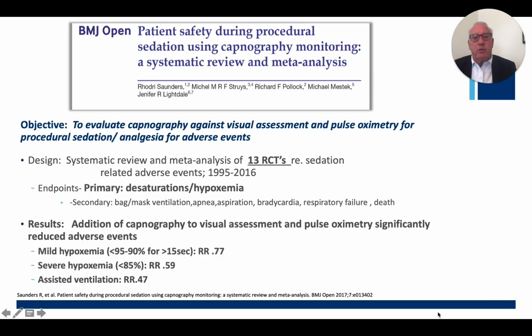British Medical Journal, Patient Safety During Procedural Sedation, they looked at 13 randomized controlled trials with sedation-related events with primary endpoints of desaturation and hypoxemia. What they found is by adding capnography to the visual assessment and the pulse oximetry, significantly reduced events in all 3 categories of mild, severe hypoxemia, as well as the need for assisted ventilation. There was a 53% reduction in these studies to assist ventilation with the additional use of capnography.